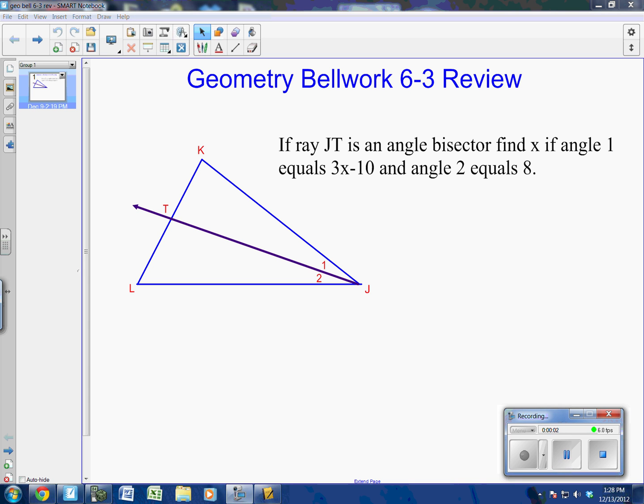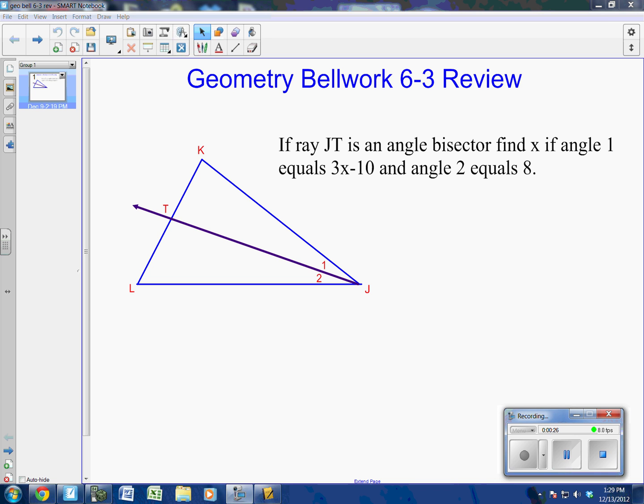All right. Okay, Dallas is going to explain this problem. Go ahead, Dallas. Well, see, both of these sides are congruent, and this side equals 8. So 3 times what minus 10 is 8. 3 times 6 is 18 minus 10 is 8. So you got what? 8. 8 is the answer. Thank you.